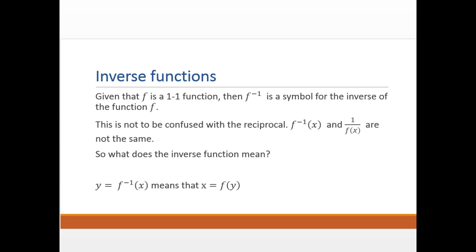So let's introduce some notation. Given that a function f is one-to-one, then f inverse, this is f raised to the negative 1 power, is the symbol for the inverse of the function f. Please don't confuse this with the reciprocal. f inverse of x does not mean 1 over f of x. These are not the same. So what exactly does the inverse function mean? y equals f inverse of x basically means that x equals f of y.